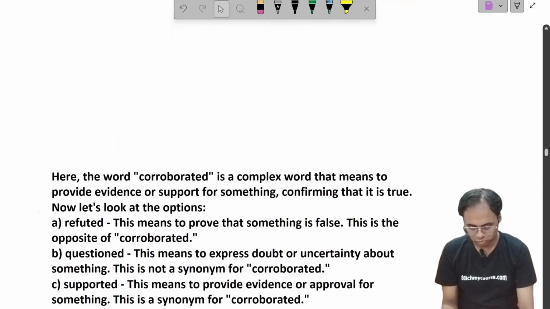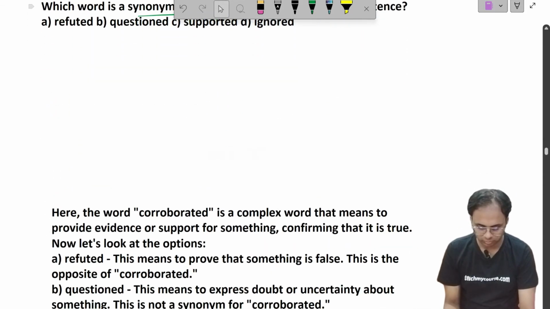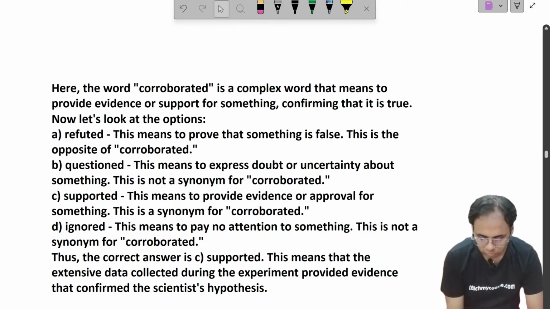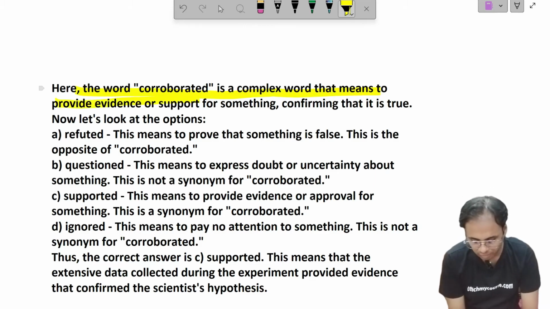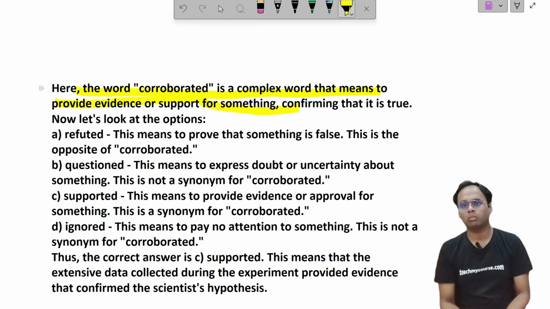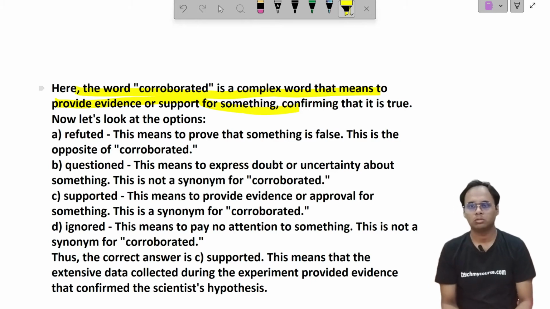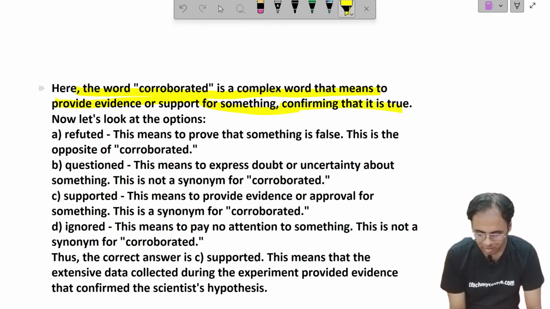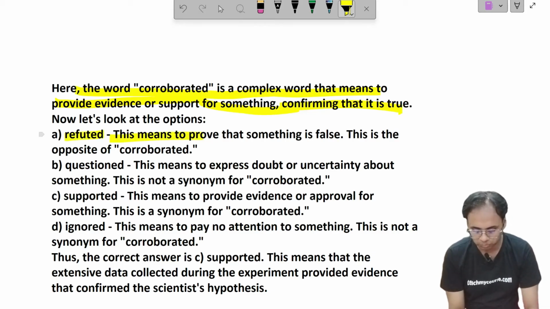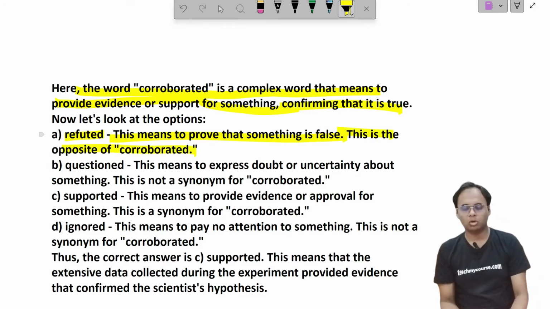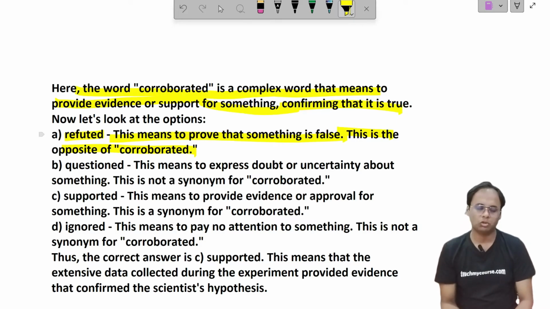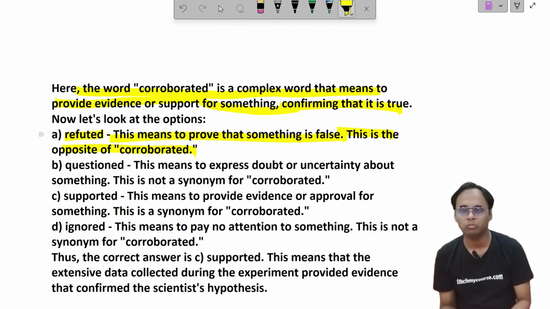So if we see the explanation, the word corroborated is a complex word that means to provide evidence or support for something, confirming that it is true. Now option A is refuted, which means to prove that something is false. This is the opposite of corroborated, because corroborate means to support something by some evidence, and refute means to prove that something is false. So this is actually an antonym and not a synonym. We have to find a synonym.